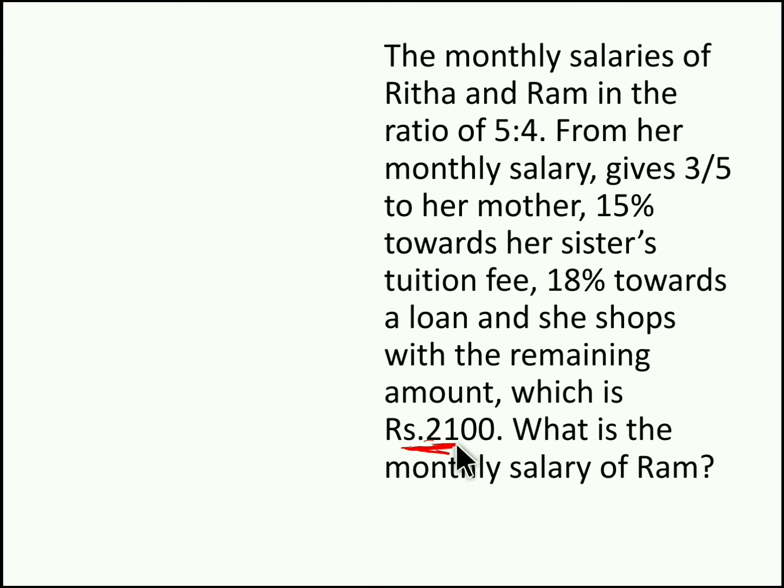So here we have two persons, Ritha and Ram. The ratio of income of Ritha and Ram is 5 parts is to 4 parts. Now here the spending history of Ritha is given to us. You have to find the salary of Ram using the data provided. Now she spends 3/5 to her mother.